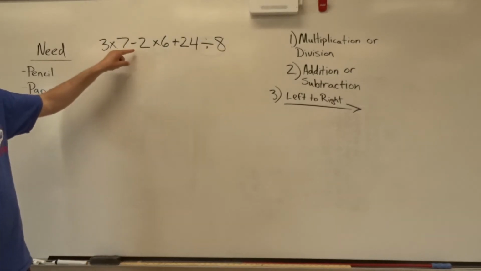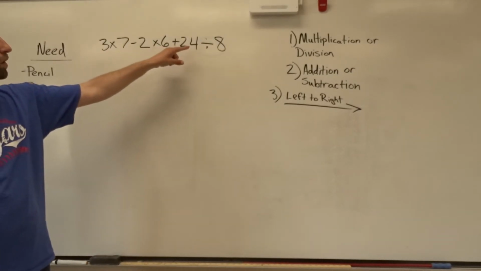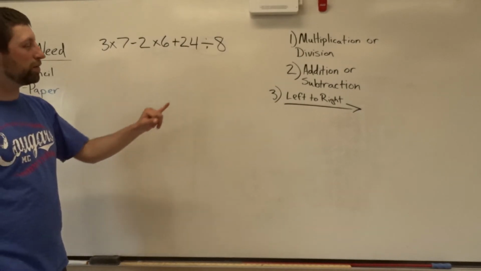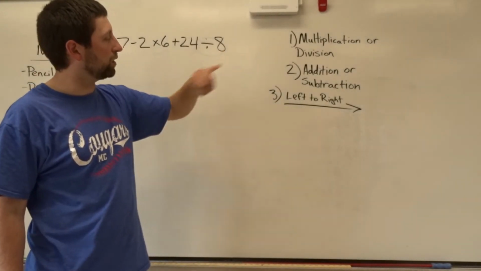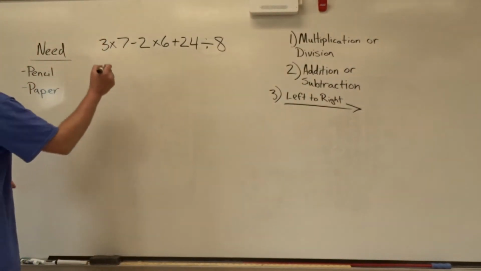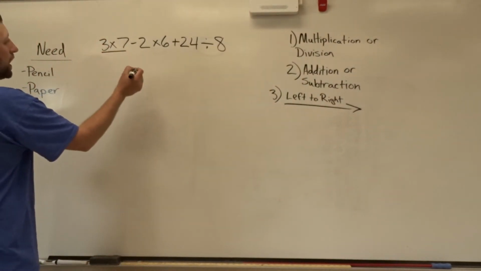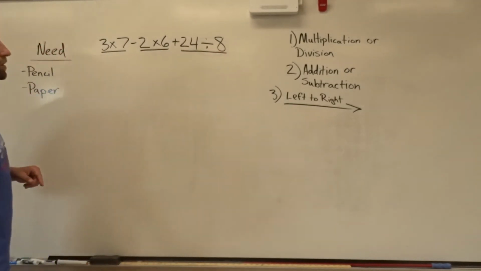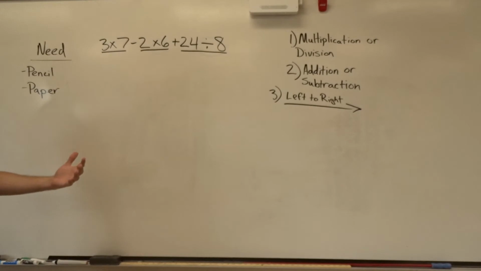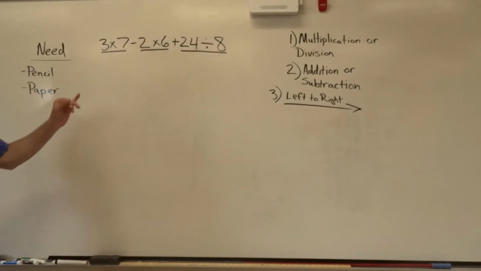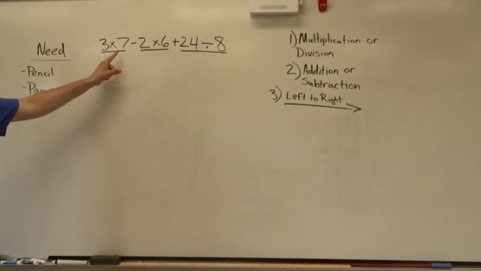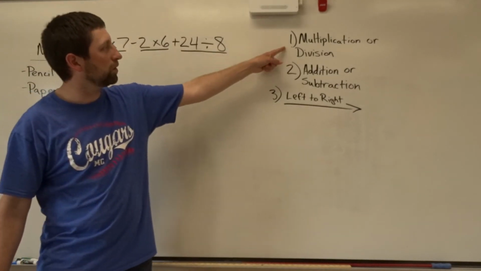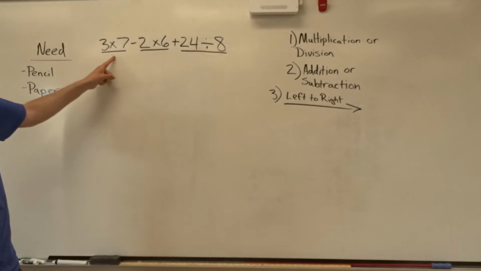3 times 7 minus 2 times 6 plus 24 divided by 8. I must do this in the correct order, and I must do multiplication or division first as we go left to right. So I'm looking up here, I'm underlining anywhere I see either multiplication or division. Again, I just want you to watch me do this for this problem. So 3 times 7. I'm going left to right with whichever multiplication or division problem I see first.